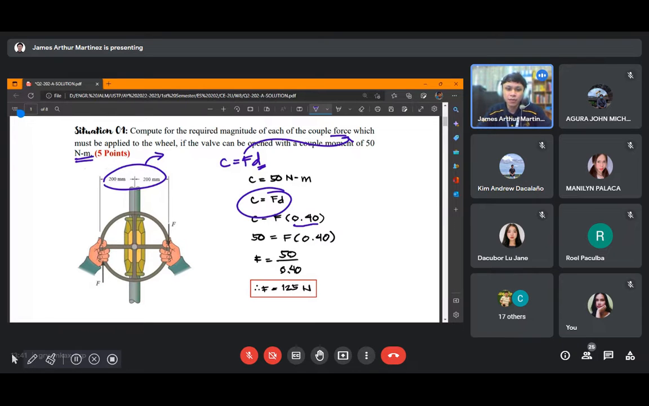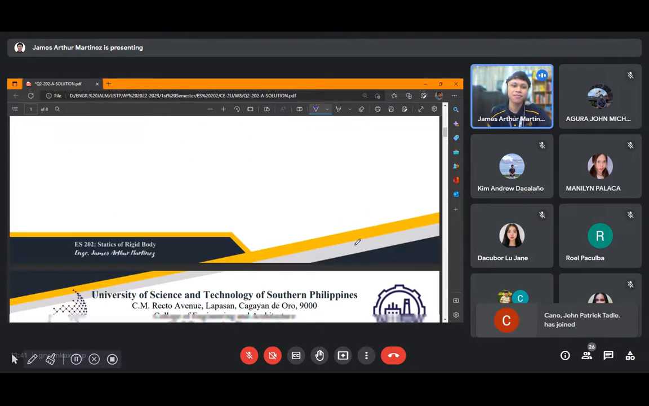So substituting that into our equation for couple moments, 50 is equal to force times 0.40. So dividing both sides by 0.40, you'll obtain the force. Force is equal to 125 newtons. So, right, easy lang siya.